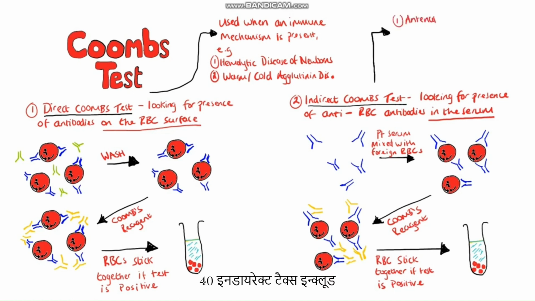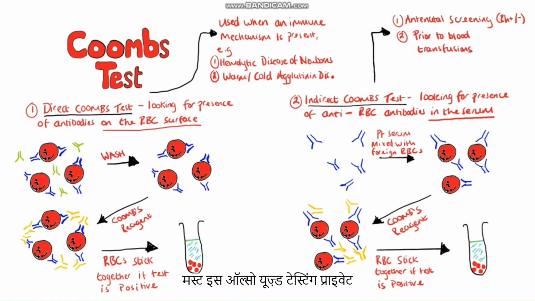Applications for the indirect Coombs test include antenatal screening for the rhesus antigen in order to prevent hemolytic disease of the newborn, as opposed to diagnosing its presence like in the direct Coombs test. The indirect Coombs test is also used for testing prior to a blood transfusion.